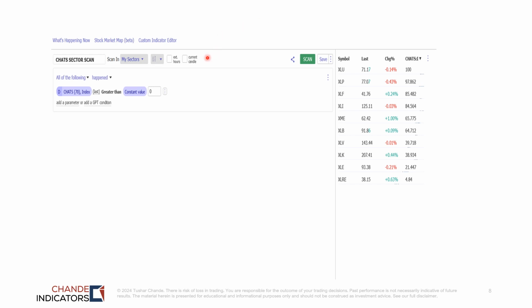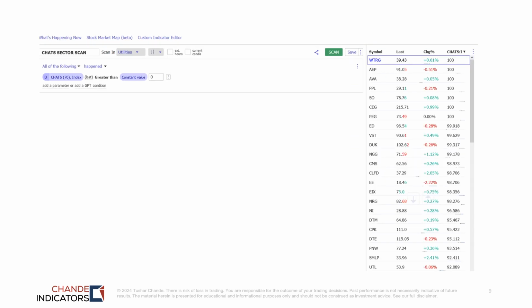Here we have used CHATS to scan by sectors. The strongest sector was utilities with the CHATS trend strength of 100. So let's dive into the XLU, or the utility space, to find the strongest stocks in the strongest sector. Here we've scanned the utility sector, and we've ranked the stocks within the sector by trend strength using the CHATS indicator. And you have plenty of opportunities to choose from here, but let's look at the first stock on the list, WTRG.